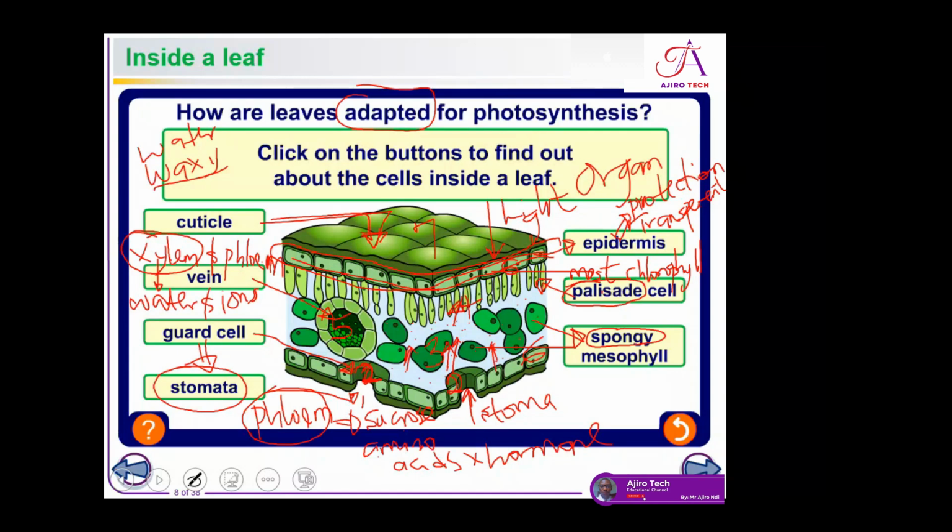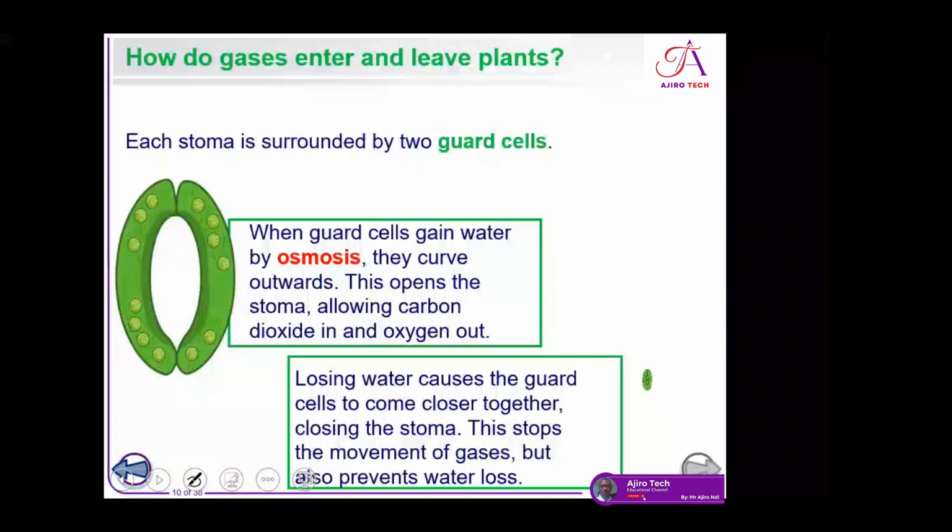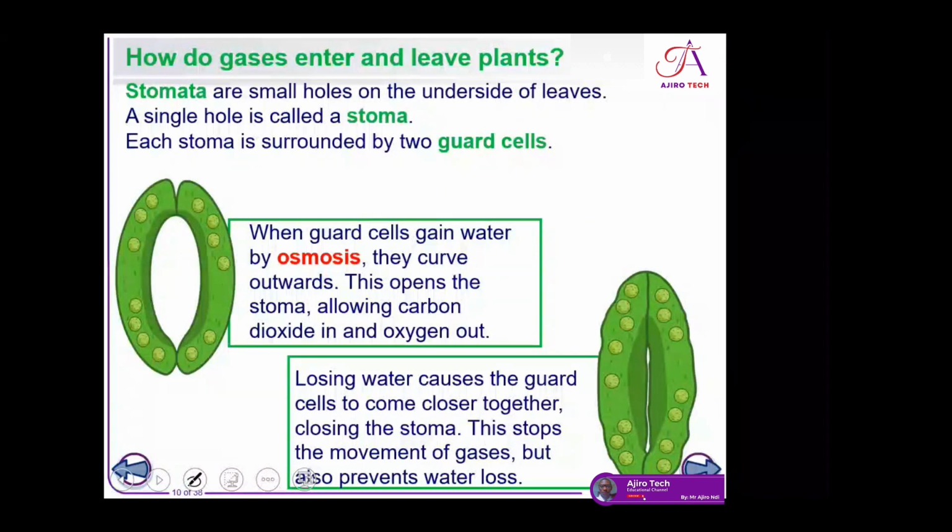That's just a guard cell. So this is guard cell A, guard cell B, and the hole is the stoma. The two cells surround the stoma. When they gain water by osmosis, they swell and cause the stoma to open. When they lose water by osmosis as well, they will close up. That's why the stomata can open or close. So that's how they regulate the opening or closing of the stomata.